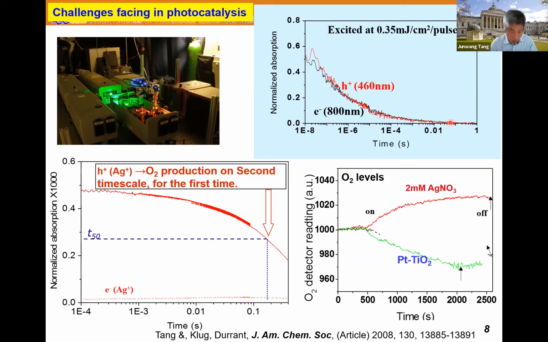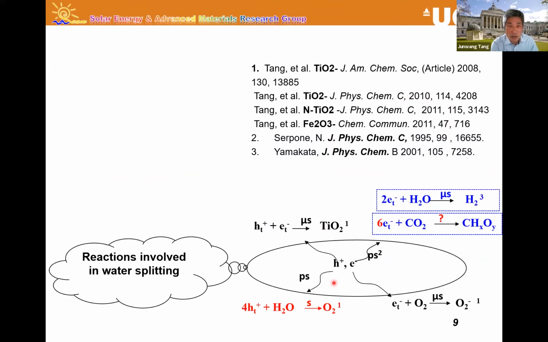And that's why solar to fuel conversion efficiency is very moderate currently. And we further extended our study from TiO2 to other photocatalysts. We end up with a very similar diagram here. So charge generation in a semiconductor, in most semiconductors, is very fast, on the picosecond time scale.